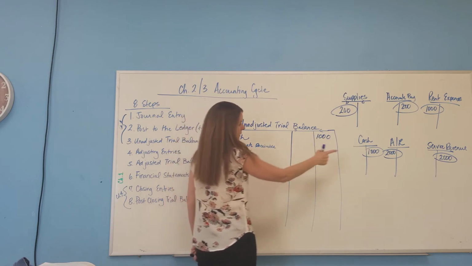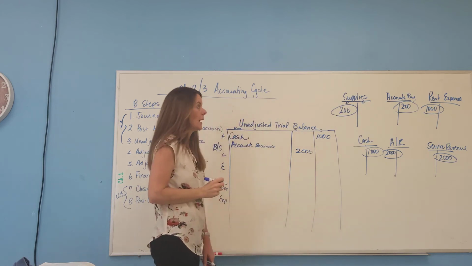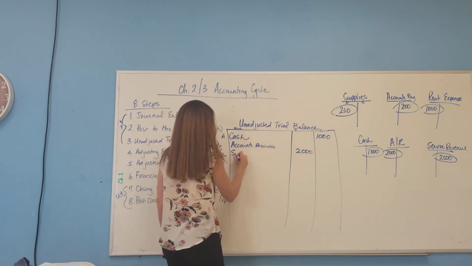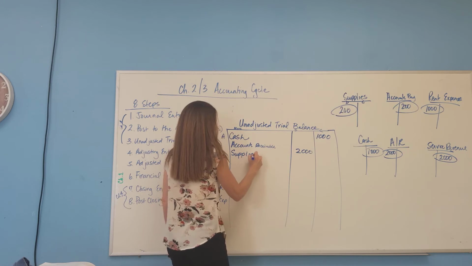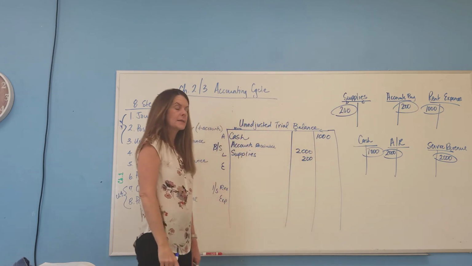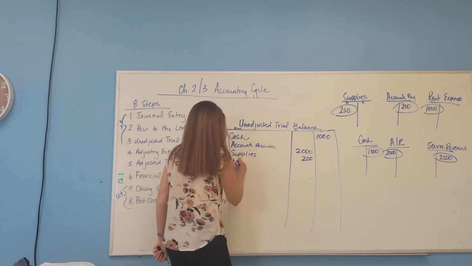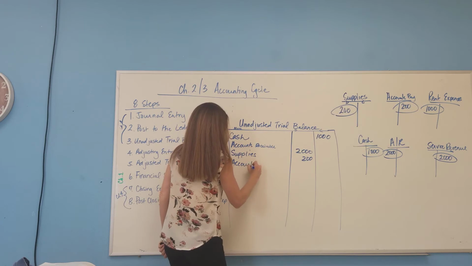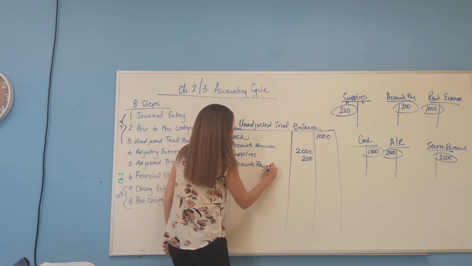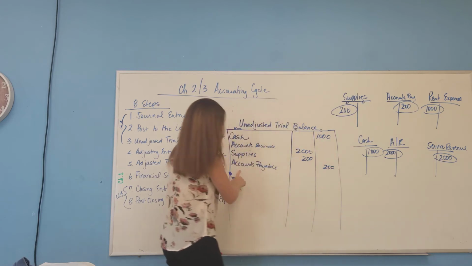I abbreviated over there AR, but accounts receivable. That's 2,000 on the debit side. I also have supplies as an asset. Supplies is 200 on the debit side. So that's all of my assets. Now I go to my liabilities. That's next in line. I only have one. I have accounts payable. My accounts payable, I've got a credit balance of 200. And I don't have any other liabilities.